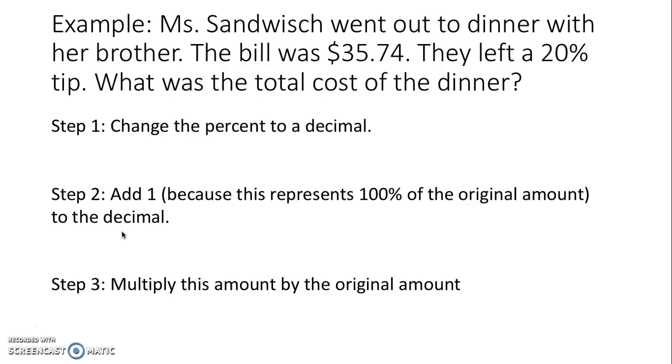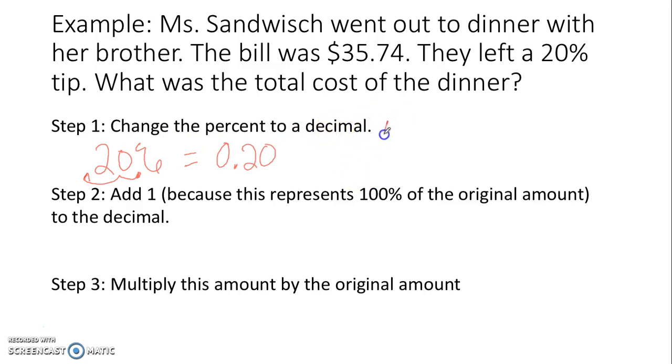Step 1 is to change the percent into a decimal. We talked about this before, but here once again, here's the percent, 20%. To get it to the decimal, we're going to move that decimal point over 2 places, which is the same thing as dividing it by 100.